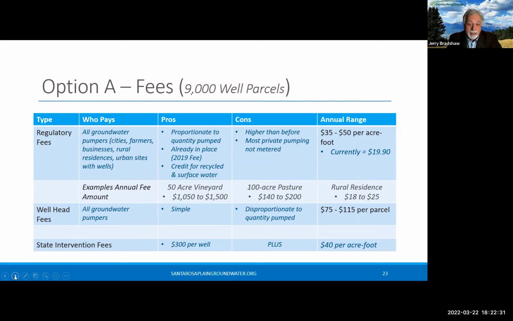And you would ultimately get back to the same spot you're in now. So the state intervention is not an off-ramp. It's just a giant speed bump in the road that this agency is required to follow going forward. On the next slide, we look at option B.